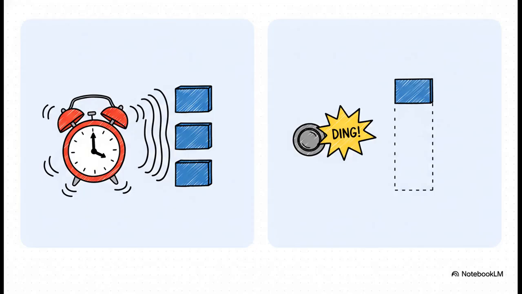epoll is also super flexible. It gives you 2 ways to get notified. The default is level triggered, which is kind of like an alarm that just keeps on ringing as long as there's still data to read. Then there's edge triggered, which is more like a doorbell. It just rings once when new data first shows up. This gives developers really fine-grained control to build some incredibly optimized applications.